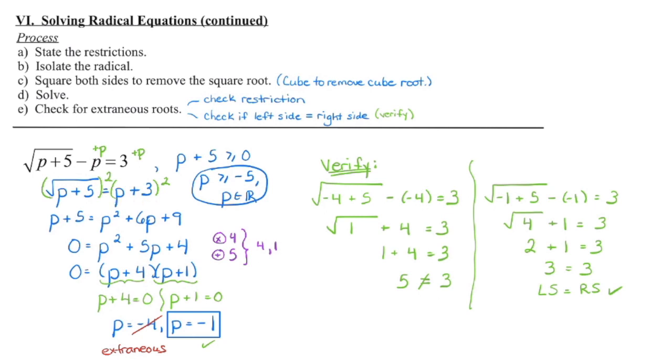FOIL this out. Remember that middle term there. And then we're going to recognize this is a degree 2 equation, so everything's coming over to the side where this happens to be positive. We're going to go ahead and factor, set your factors equal to 0, solve for the variables that will make each of those factors equal to 0, and then really important, verify those solutions.